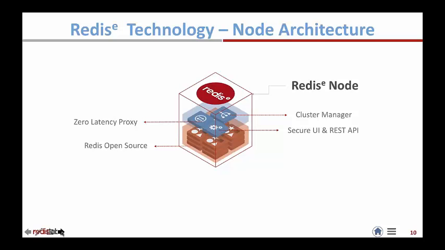I'll start with a quick overview of the node. So this is a high-level overview of what each node contains in the Redis Enterprise Architecture. On the bottom, the red section, you see the Redis open source shards. There are many of these in every node, and it depends on the node size as to how many of these you get to place.